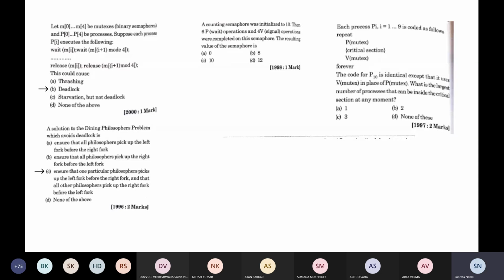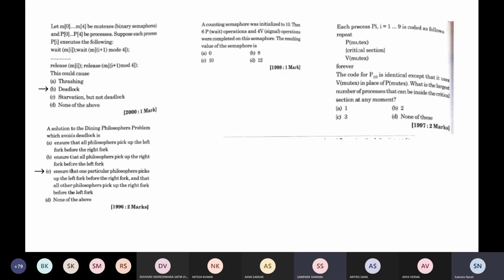What about the last one, this last exam problem? C3. Any other answer? Look into it carefully and then answer. What it says is that none of these. Yes, none of these.